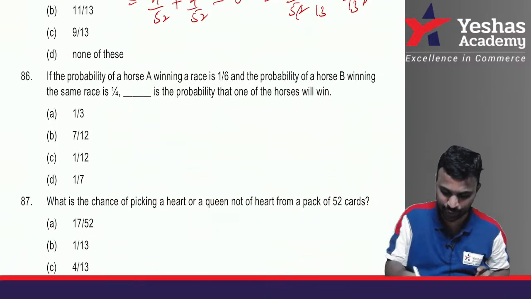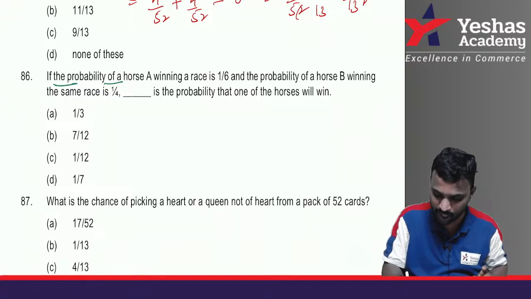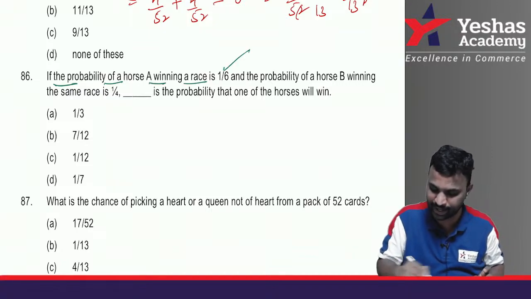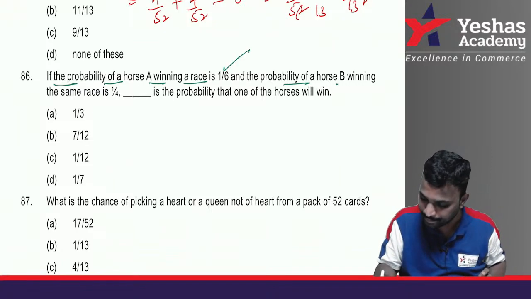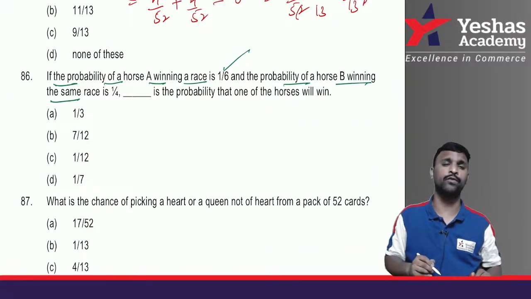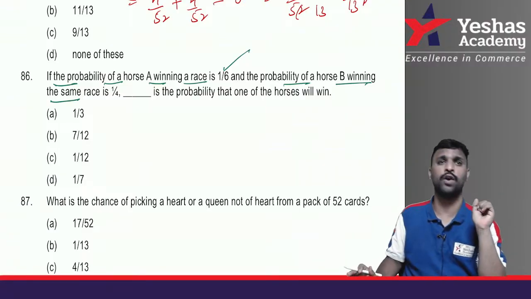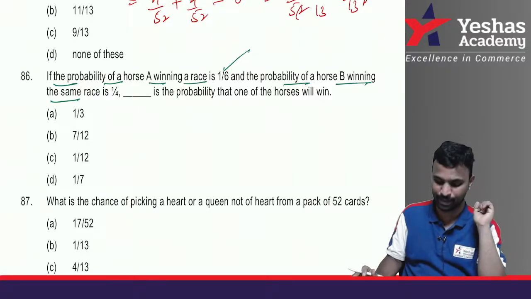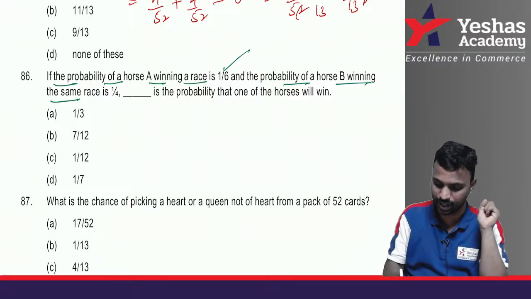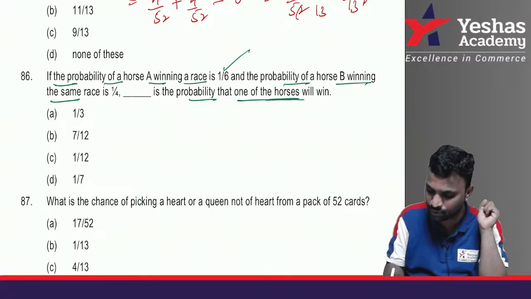Right? Moving on to the next question, 86. If the probability of a horse A winning a race is 1 by 6 and the probability of a horse B winning the same race is 1 by 4. Guys, this is one of the additional questions of probability in the ICA material. There is a mistake in the question. The probability that one of the horses wins.